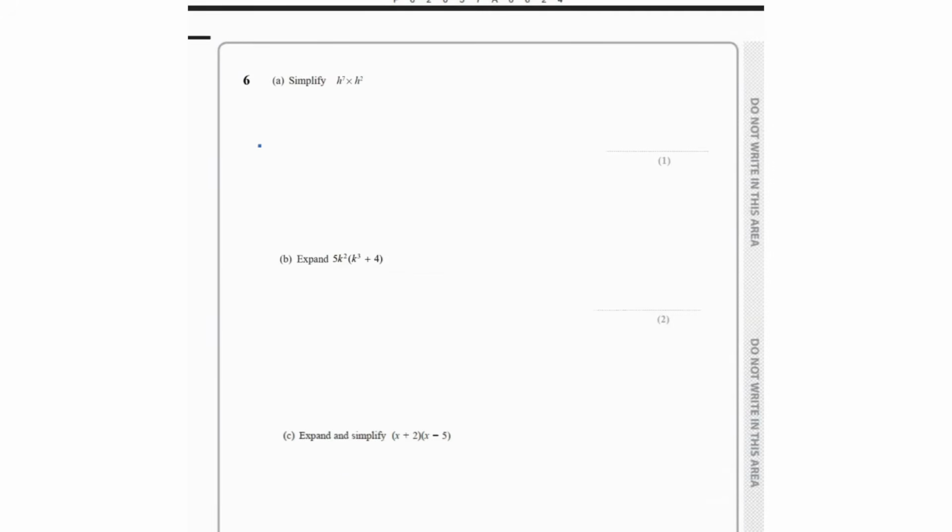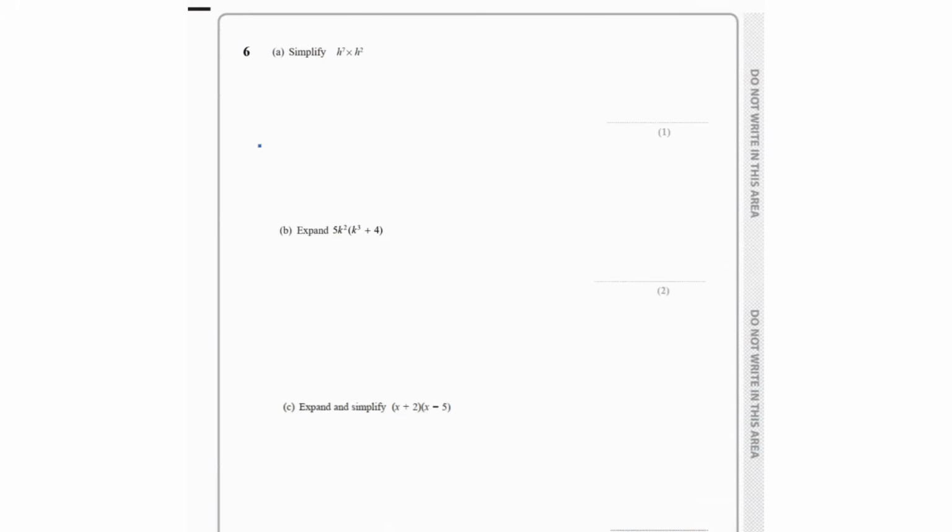Then we can get more algebra with indices and expanding brackets and all of that, factorization. Whenever we have similar bases being multiplied, we will always add the powers. If similar bases are being divided, we subtract the powers. Expanding brackets. So again, you're going to multiply k squared with k cubed. Similar bases being multiplied, we will add the powers. So 5 times k to the power of 2 plus 3 plus 4 times 5k squared. That's 5k to the power of 5 plus 20k squared.